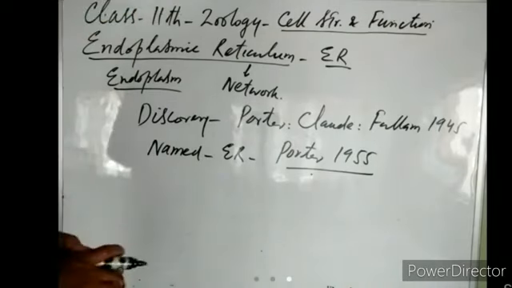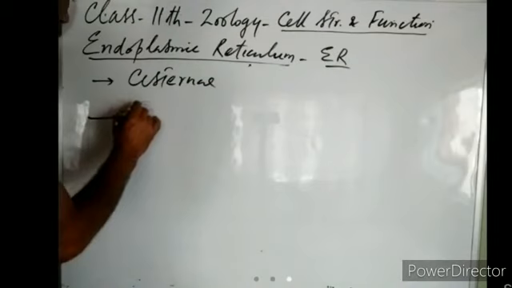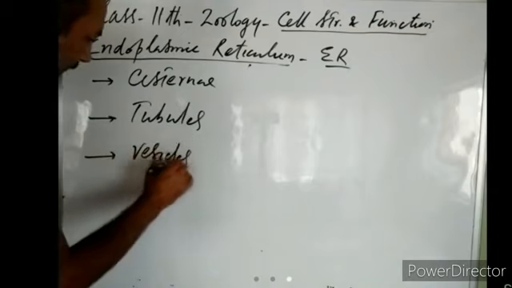Okay. Now this endoplasmic reticulum is formed of three elements. It is formed of one element known as cisternae, another element known as tubules, and another element known as vesicles, right? So it is formed of three elements: cisternae, tubules, and vesicles.